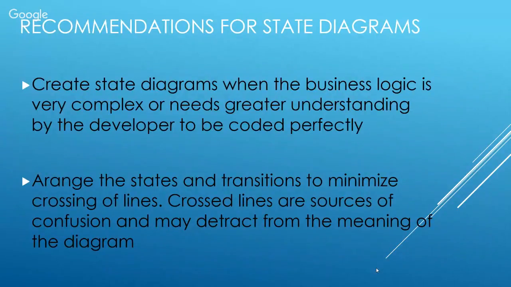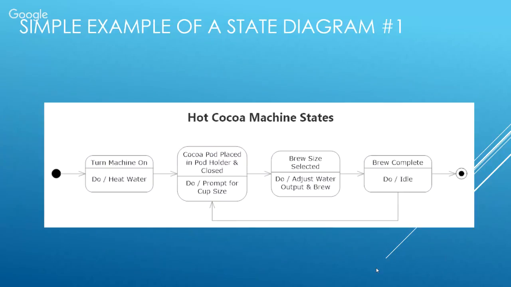So, reasons for doing this: you can create state diagrams when the business logic is very complex or needs greater understanding by the developer to be coded perfectly, and arrange the states and transitions to minimize the crossings of lines. Crossed lines are sources of confusion and may detract from the meaning of the diagram. So if you have a very complex diagram, you want to try and make sure you spread it out enough that the lines don't cross each other and look nice and clean.